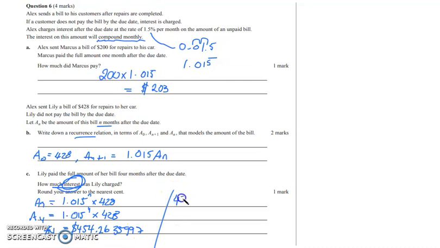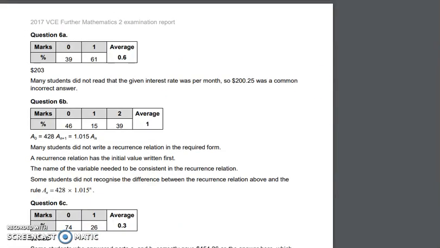So we do 454.2635997, and we minus what we should have paid of 428, and this gives us an answer of $26.26359967. The question's asking for the nearest cent, so our correct answer is $26.26.